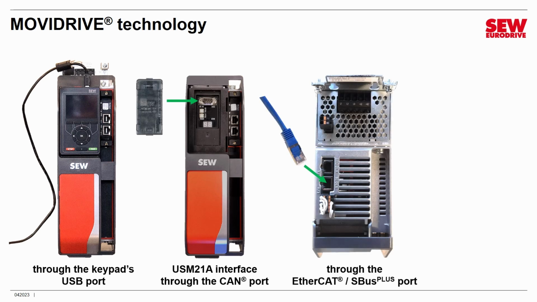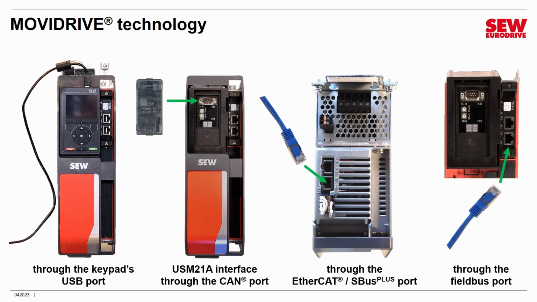Another thing you could do is connect through the EtherCAT port on the top. You could connect your PC's Ethernet port, if you've got one, to the S-Bus Plus, the EtherCAT port, and you could connect in through there and engineer the drive. That is a third route. And the fourth is through the Fieldbus card. You could plug your PC's Ethernet port into the Fieldbus card and engineer it through there. So you can engineer and diagnose the drive through any of those 4 possible routes.